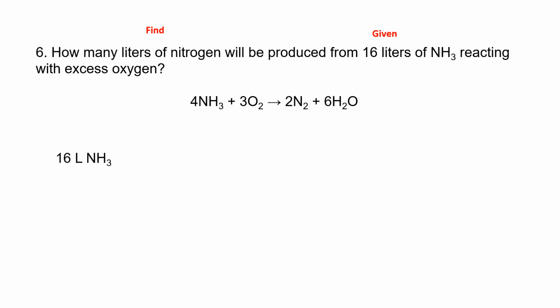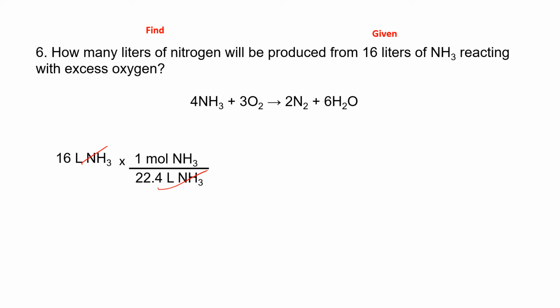We're going to start with 16 liters of ammonia. We want liters of ammonia to be in the denominator of the next step. So we're going to need to go from liters to moles so we can use our mole ratio. So there are 22.4 liters of ammonia in 1 mole of ammonia. And so the liters of ammonia cancel. And now in the next step, we're able to use the mole ratio.